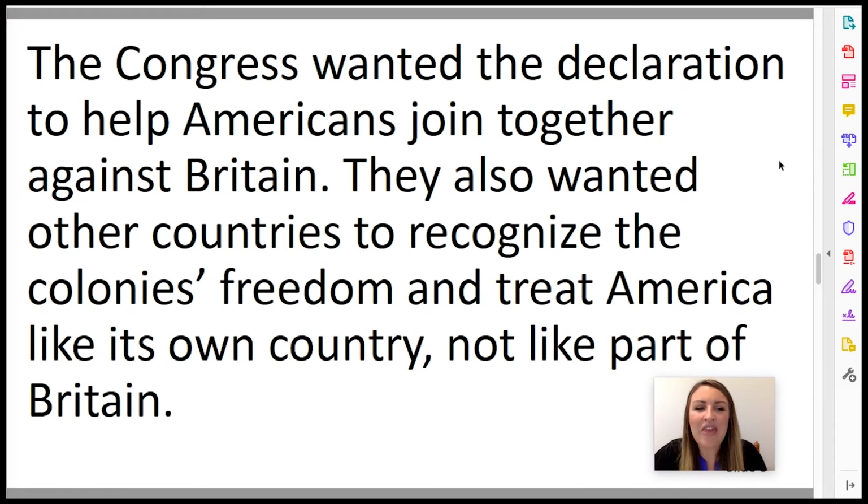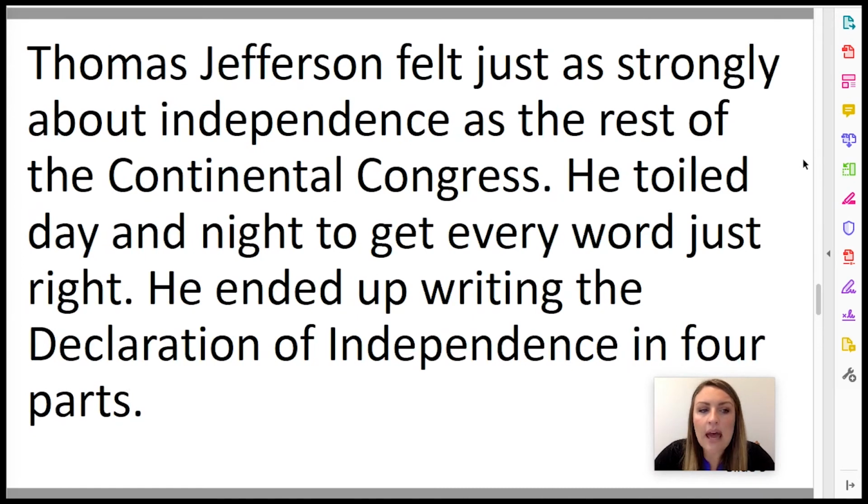Let's keep reading. The next section is called Parts of the Declaration of Independence. Another reason we were listening to today was to determine the 4 sections of the Declaration and to know what the purpose of each was. Let's make sure we can find these reasons in this section. Thomas Jefferson felt just as strongly about independence as the rest of the Continental Congress. He toiled day and night to get every word just right. He ended up writing the Declaration in 4 parts.